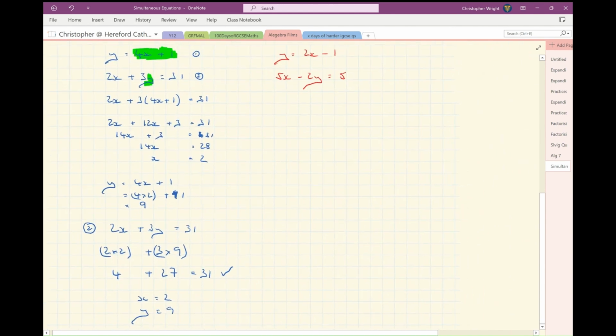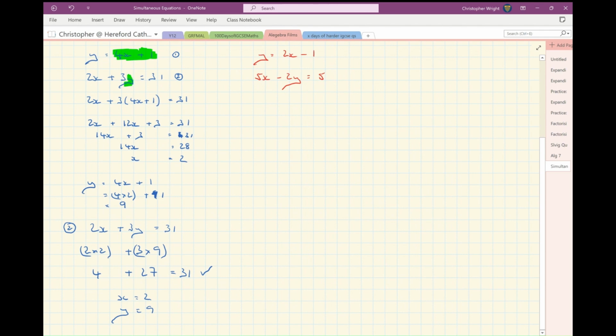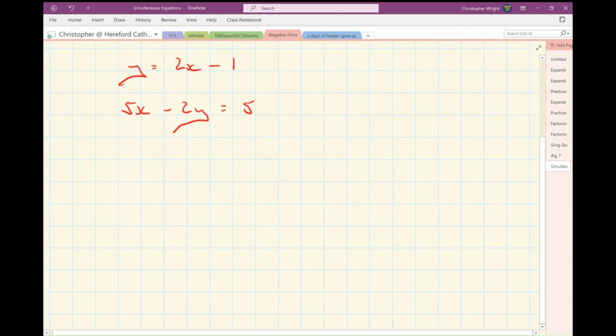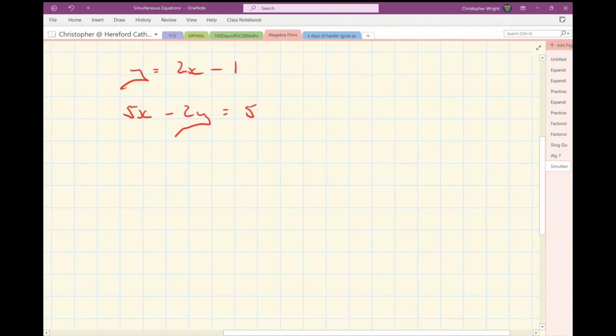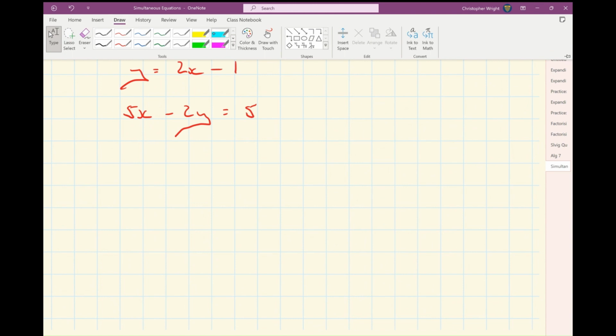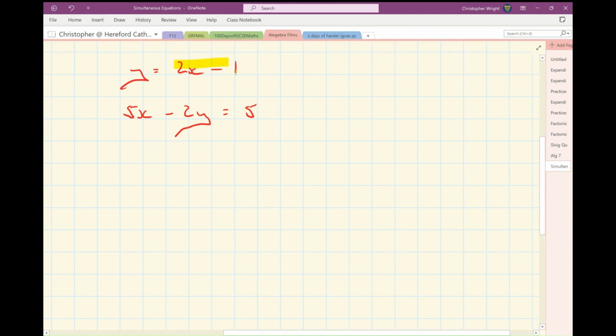Okay, so there is the blue example done. All right, I'm going to have a go at the red example now. If you want to, you can pause the film and do it ahead of me. Okay, in the red example, I have got y equals 2x minus 1. So I'm going to write out the second equation, but instead of writing y, I'm going to write 2x minus 1. So I'm going to have 5x minus 2, not 2 times y, but 2 times 2x minus 1 equals 5. So I've just written out equation 2, but I've substituted 2x minus 1 into it instead of the y.